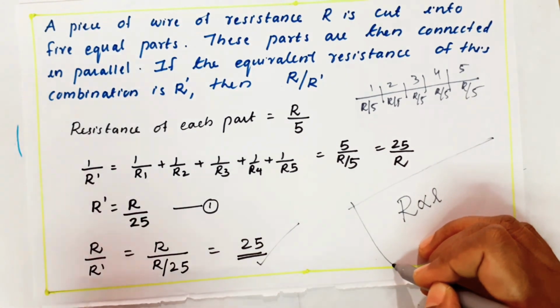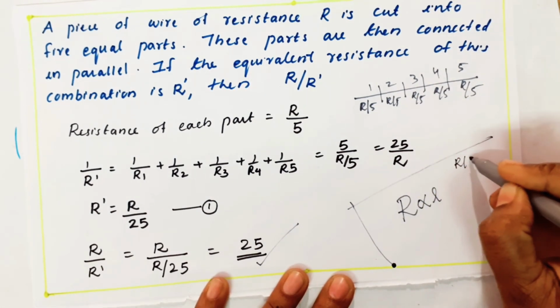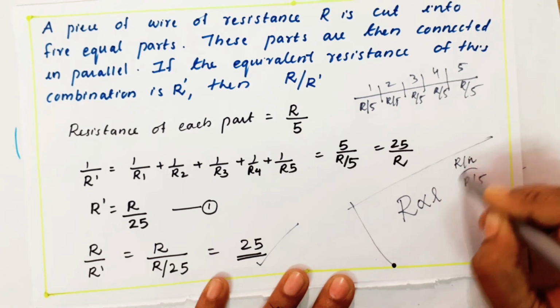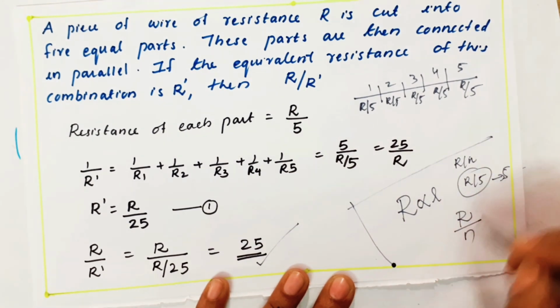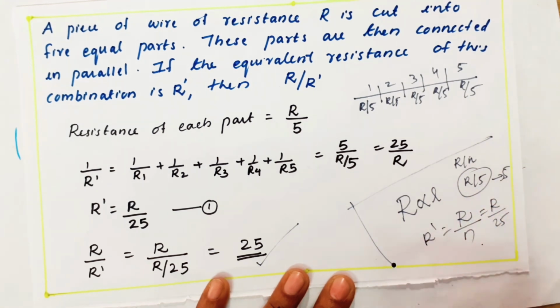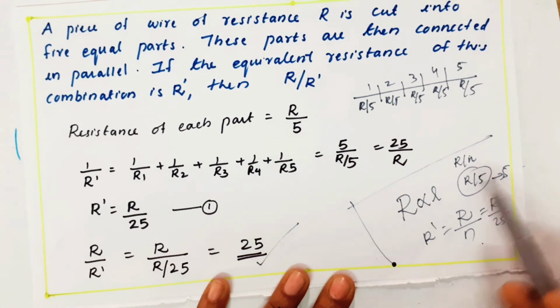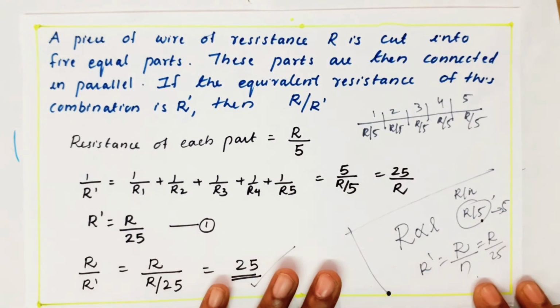Clear? Now I'll tell a shortcut. No need to do this much. If a resistance is cut into N equal parts, the effective resistance is R by N. So it will be R by 5, like that 5 resistors connected in parallel. We learned R by N is the effective resistance, right? So it will be R by 25. This is your effective resistance. If you divide, you get the same thing. So you can do it in 2 steps in your mind. If they are cutting into 5 parts, it becomes R by 5. And 5 resistors connected in parallel means the effective resistance is R by 5 by 5. So it is R by 25. In this way you can do the shortcuts.